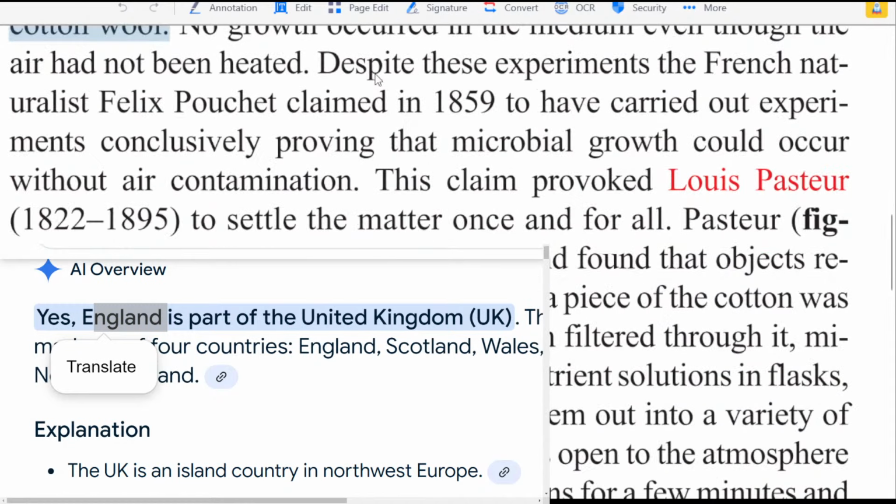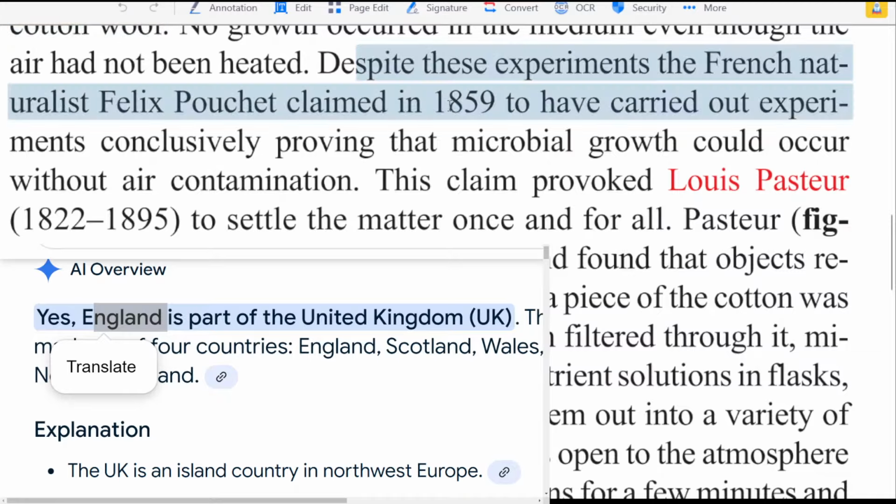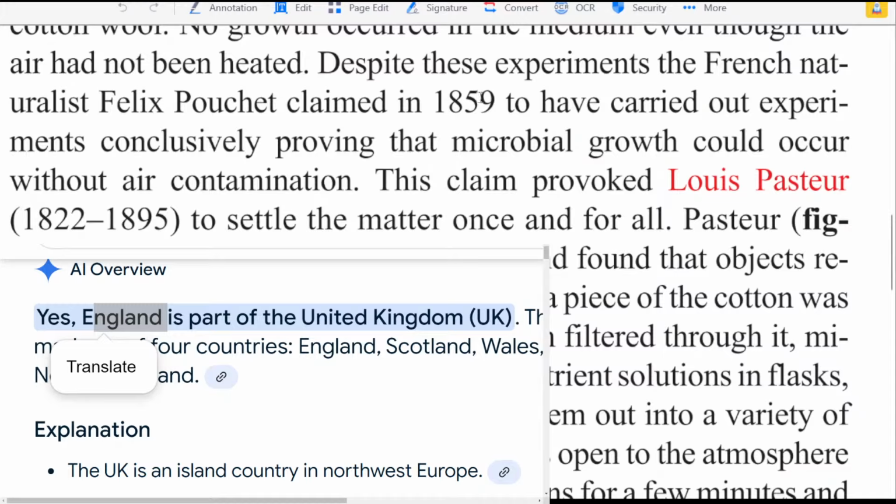Despite these experiments, the French naturalist Félix Pouchet claims, is it Pochet or Pouchet? Pouchet claimed in 1859 to have carried out experiments conclusively proving that microbial growth could occur.